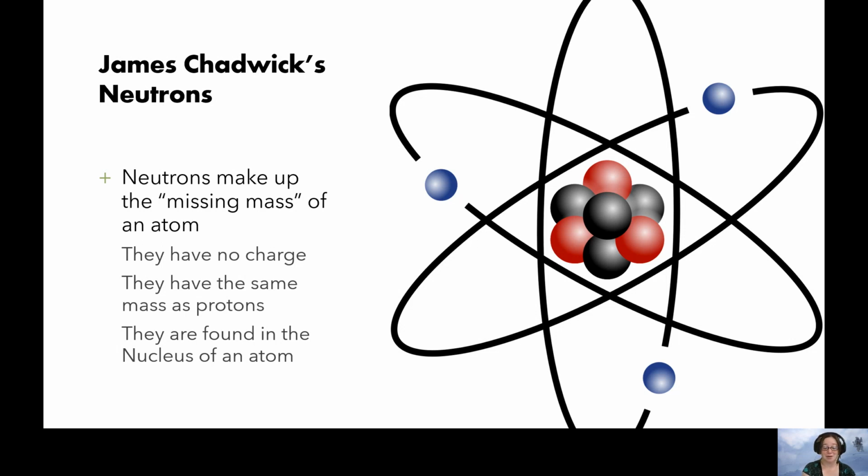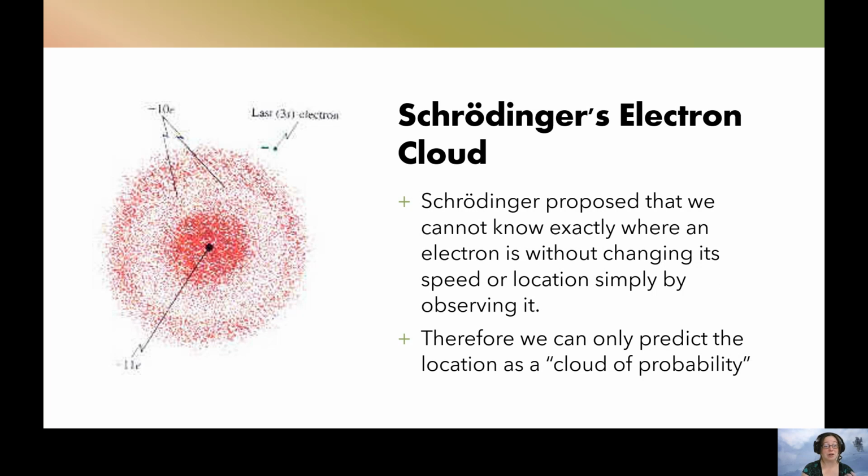And then the last model we're going to talk about is Schrodinger's electron cloud model. So if you've heard anything about philosophy, you might have heard Schrodinger's name before. He's the guy who put the cat in the box, and he said, oh, we can't know if it's alive or if it's not alive until we open the box because we're not observing it. He actually used that as an analogy for observing electrons. And he proposed that we cannot know exactly where an electron is without changing its speed or location, simply because the way that we observe it would alter one of those two things.